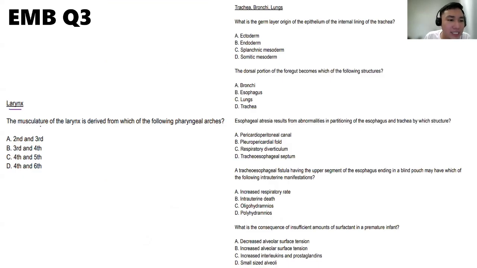For the larynx, the musculature of the larynx is derived from which of the following pharyngeal arches? Again, this is fourth and sixth pharyngeal arch. What is the germ layer origin of the epithelium of the internal lining of the trachea? So sabi natin, internal lining is always from the endoderm.